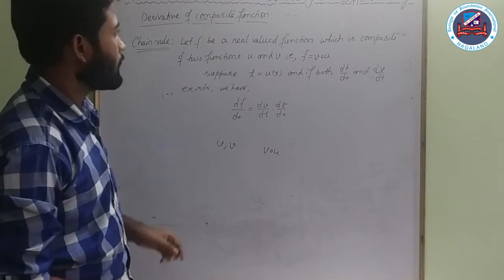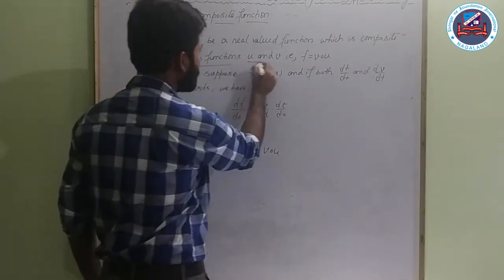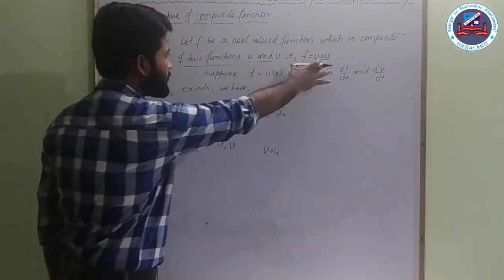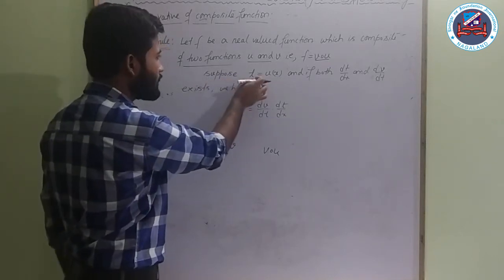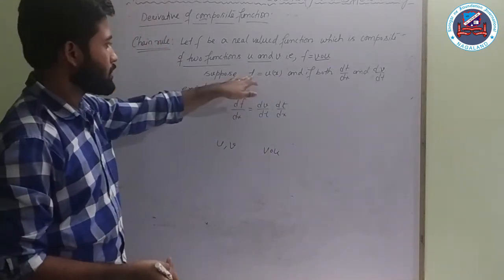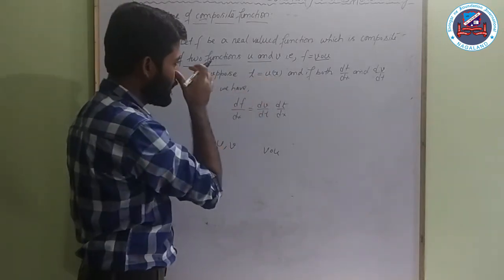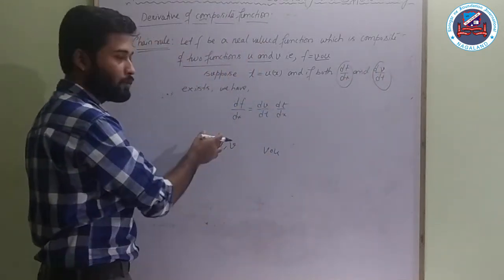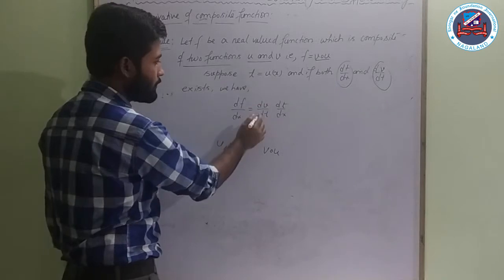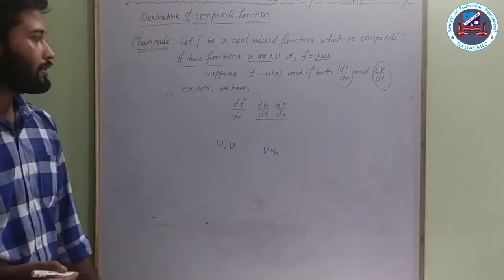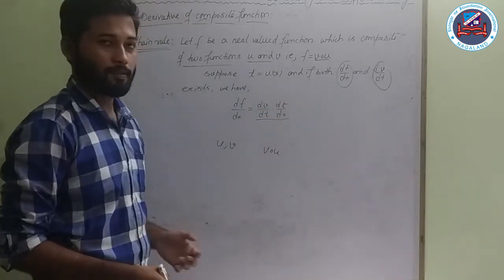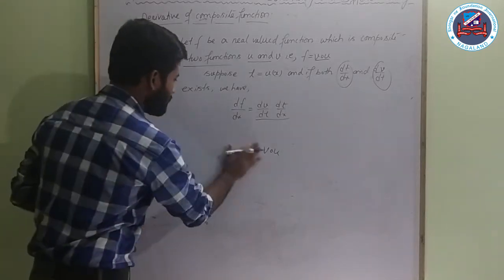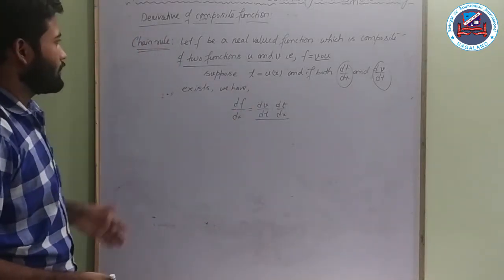Let f be a real valued function which is a composite of two functions, u and v. Then the function is given by v composition u. Now, if such a case arises, suppose that t is equal to u of x, where u is a function of x, and if both the derivatives dt by dx and dv by dt exist, then we can write df by dx is equal to dv by dt multiplied by dt by dx. Okay, so leave the definition now.